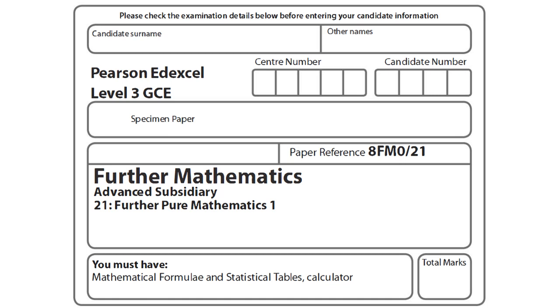This is a walkthrough of an AS Further Maths Specimen paper, Further Pure 1.